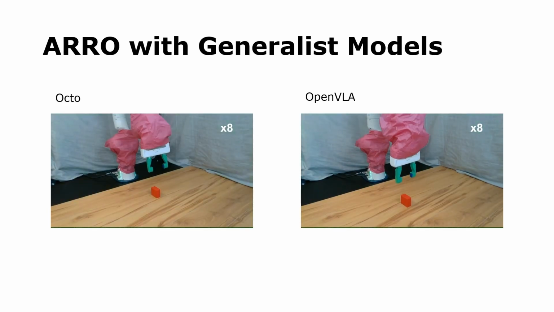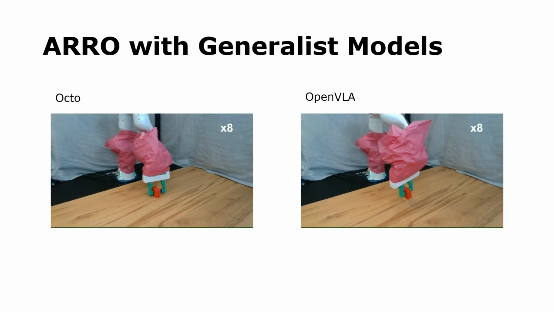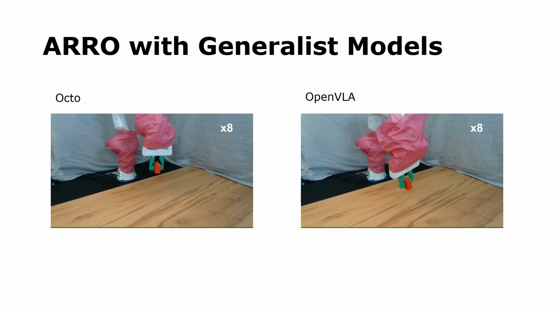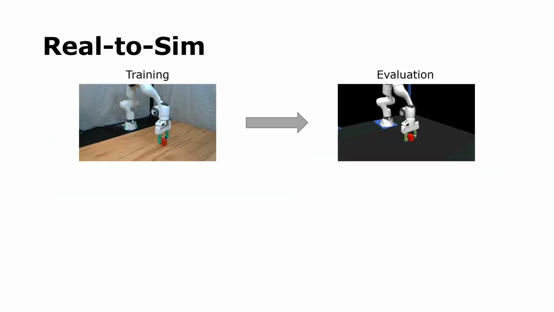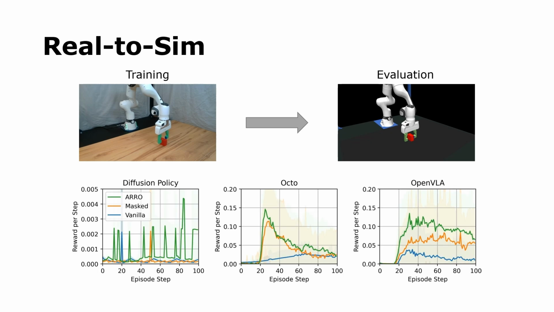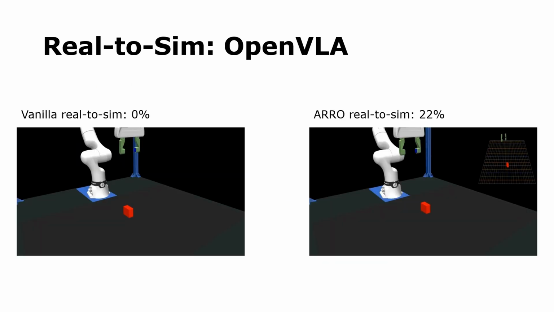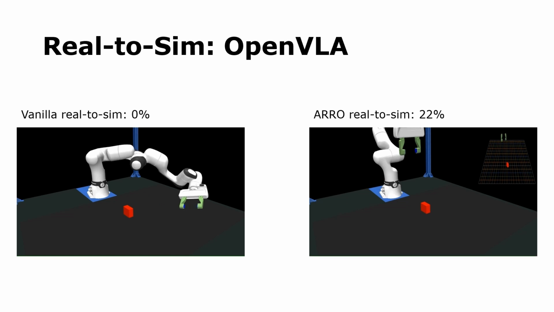ARRO can also improve the visual robustness for generalist VLA policies such as Octo and OpenVLA. We also evaluate ARRO on zero-shot real-to-sim generalization, where we train the models on real data only and evaluate in simulation. Our results show that ARRO is consistently outperforming vanilla and mask versions, as shown with these reward plots. For OpenVLA, we achieved the best real-to-sim transfer, where the vanilla version fails completely, while the ARRO version retains 22% success probability.